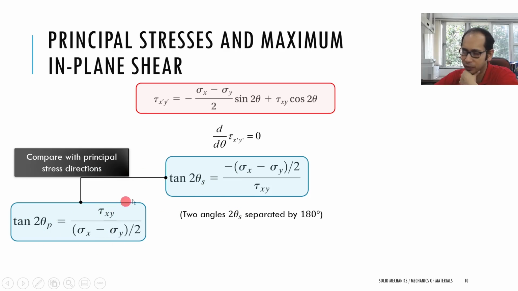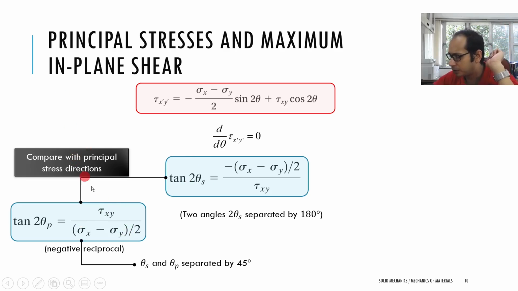What was the tau xy? It has gone below, and what was the denominator becomes the numerator over here, and this whole thing has a negative sign. So this expression is simply a negative reciprocal of this expression over here. And what does that mean?